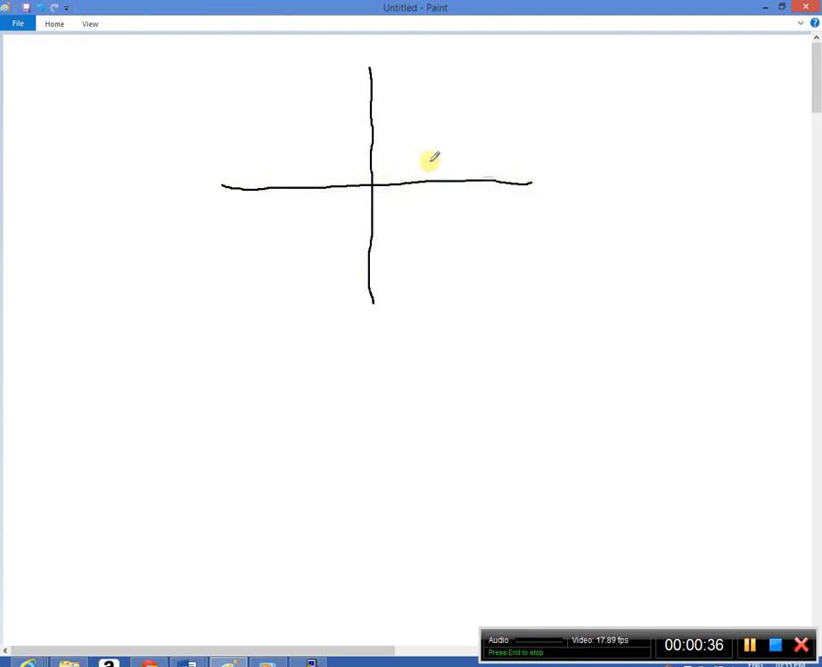Okay, so I need e to the x, and e to the x is the exponential function that's asymptotic on the left and grows exponentially this way. So this is e to the x. And e to the minus x is just the reflection of that through the y-axis. So as x gets large, we're decreasing, and we go through the same point, 0, 1, and then we become asymptotic on the right. So this is e to the minus x.